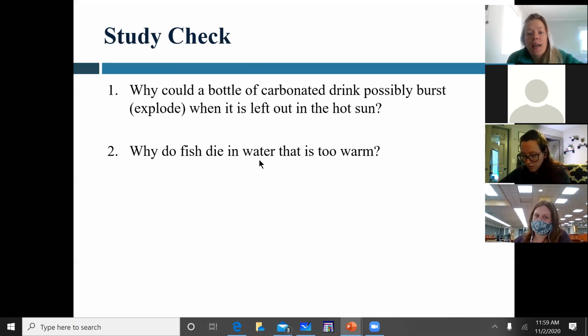Why do fish die in water that is too warm? Well, warm water cannot hold as much dissolved gas. So there's less oxygen dissolved in warm water than there is in cold water. If you have less oxygen, the fish have less oxygen to breathe and they'll die. So fish do breathe oxygen like we breathe oxygen. They just can actually extract it from the water.